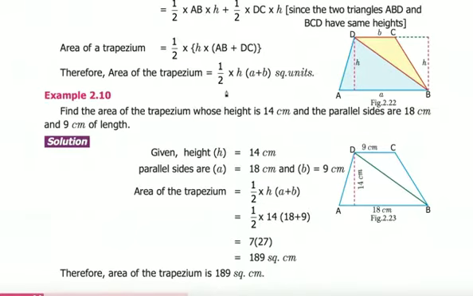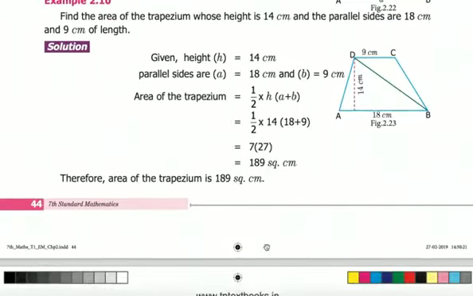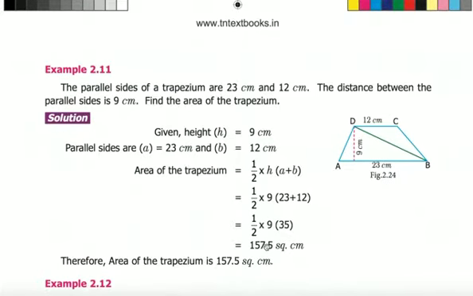Now we have developed a formula for the area of the trapezium. Let's find the area of the trapezium in this example, whose height is 14 cm and parallel sides are 18 cm and 9 cm. Half of height 14 is 7, so 7 into (18 plus 9, which is 27). 7 into 27 is 189 square cm, the area of the trapezium. Fine. Parallel sides of a trapezium are 23 and 12, and the distance between them is 9 cm. Find the area, same formula.